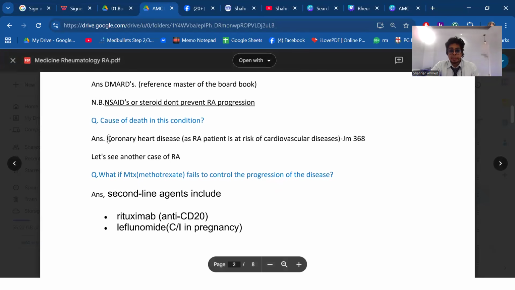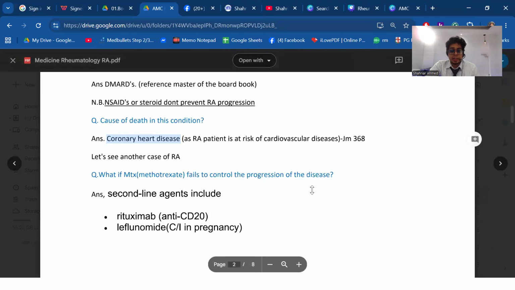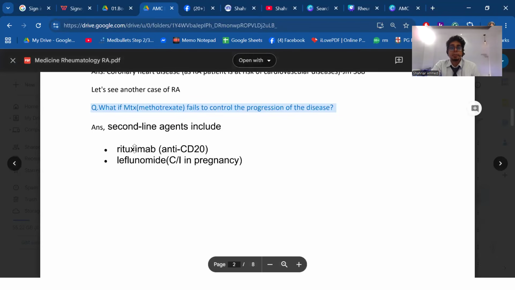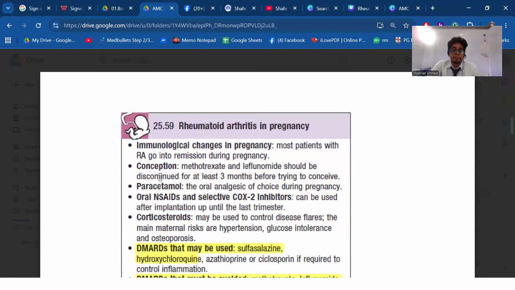Yes. Cause of death can be coronary problems. Of course, rheumatoid arthritis has extra-articular manifestations, and among them cardiac problems are also there. Methotrexate fails, what to do? Now, this is very popular. We all know about methotrexate, and there's a second set of questions: what if methotrexate fails? There are immune modulators, rituximab, and some other drugs.